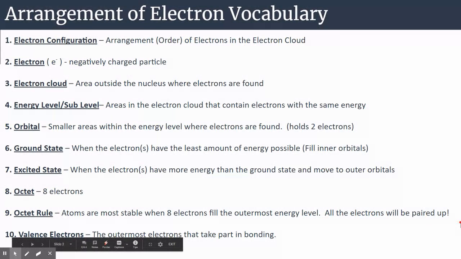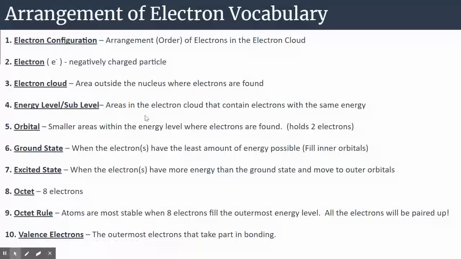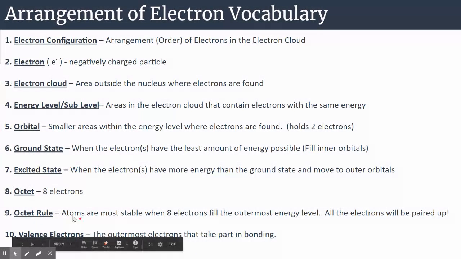All the electrons will be paired up. So, there we go. So we have this rule called the octet rule. And it says the outermost part of our electron cloud has to have 8 electrons to be stable. Now, stable just means it's not going to change. If it's unstable, it's going to change. If it's stable, it stays the same. So atoms that do not have 8 electrons are going to bond together so that they can get 8.